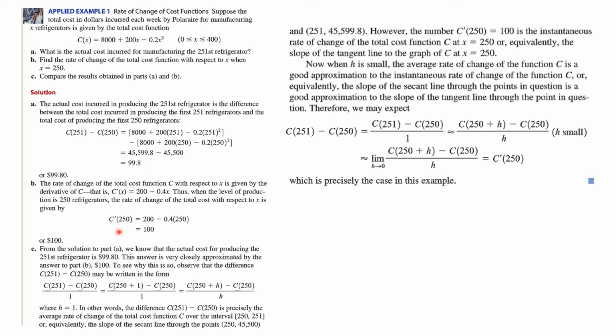But the rate of change is the derivative. So we take the derivative of this cost function, and we will get C prime. And C prime is going to be 200 minus 0.04x. And so we then plug in 250, and we will get 100. And you see those two numbers are very close together, which is what this shows.